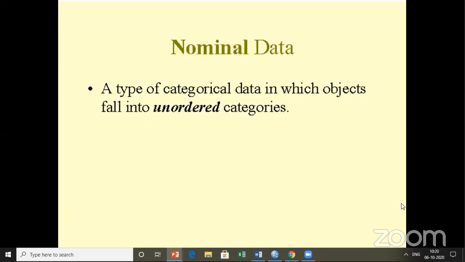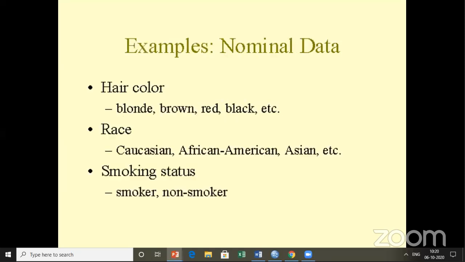So the next is, how do I define nominal data? There is no ordering. I'm not giving preference to gender. I'm not saying that male is superior to female, or female is superior to male, right? So this sort of unordered categories are coded in your questionnaire, and unordered categories are called nominal data.